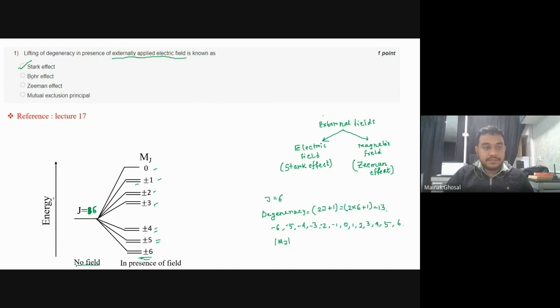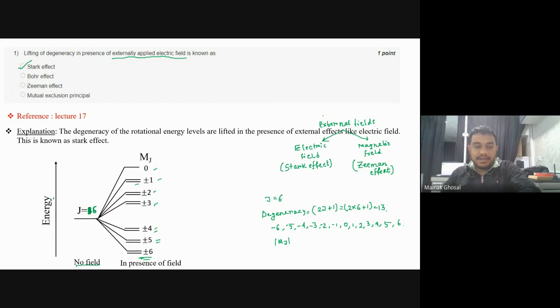Okay. So do you know Bohr effect? What is Bohr effect? We have learned it from basic chemistry. And do you know about the mutual exclusion principle?